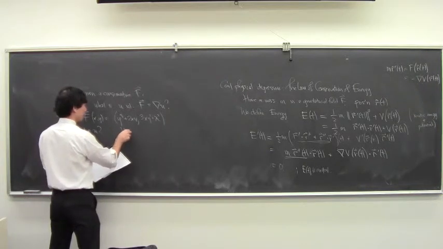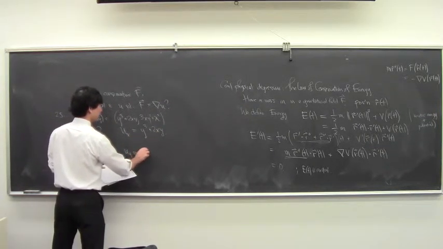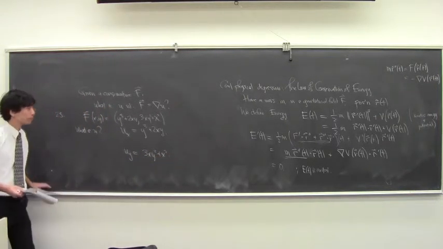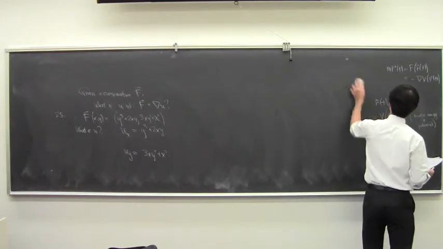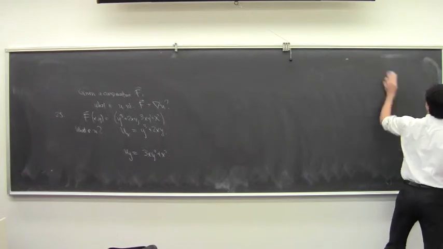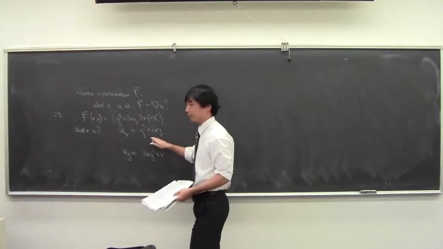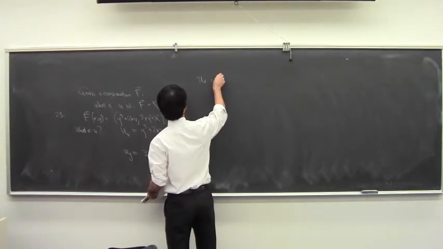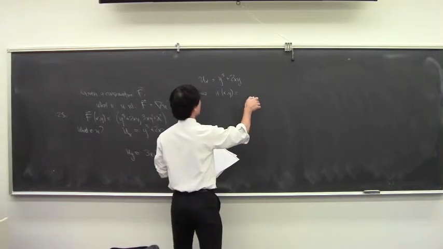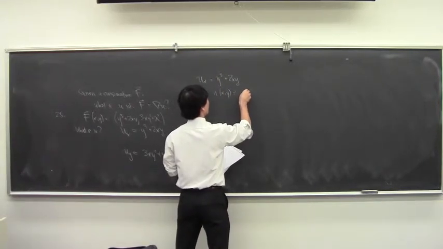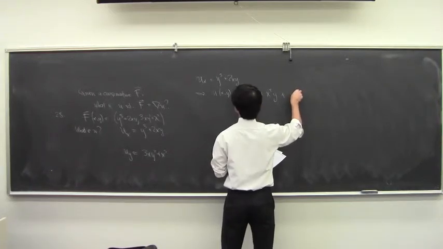What information do you have? You know that the partial with respect to x is this, and the partial with respect to y is this. So let's start from one of them and figure out some information. U sub x is y cubed plus 2xy. That tells me that u must look like, if I anti-differentiate this thing with respect to x, I get y cubed x plus x squared y plus some possible other function of y.